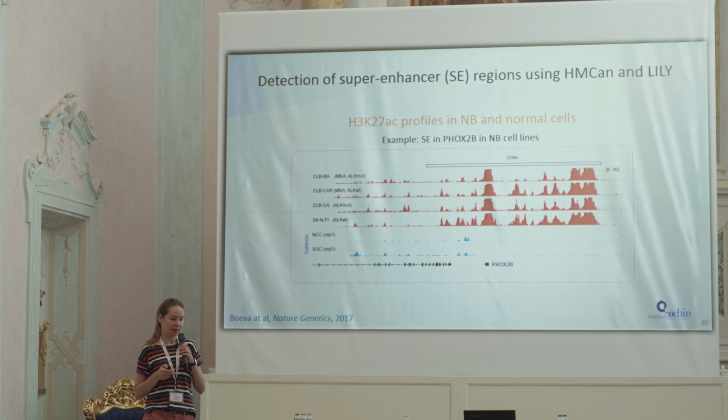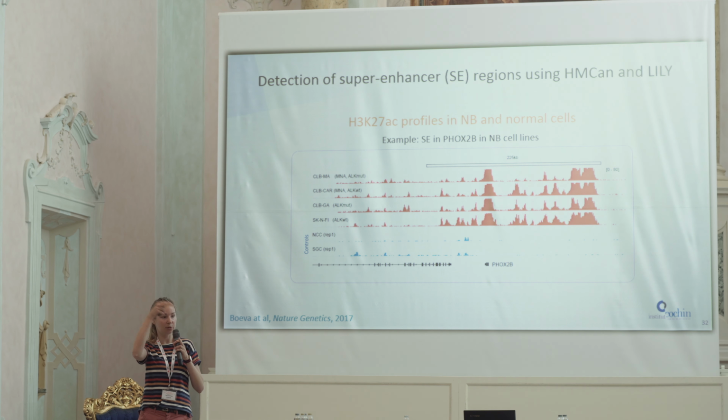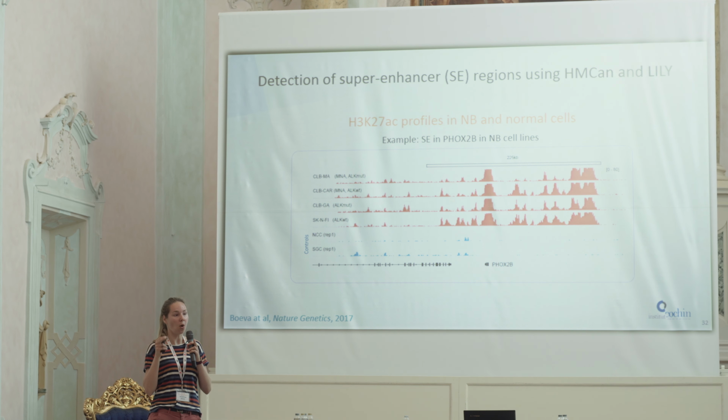First, I take all available data for topologically associating domains. So these are these loops of chromatin. And I assign a super enhancer to all genes in the same topologically associated domain. It can be assigned to 10 different genes.